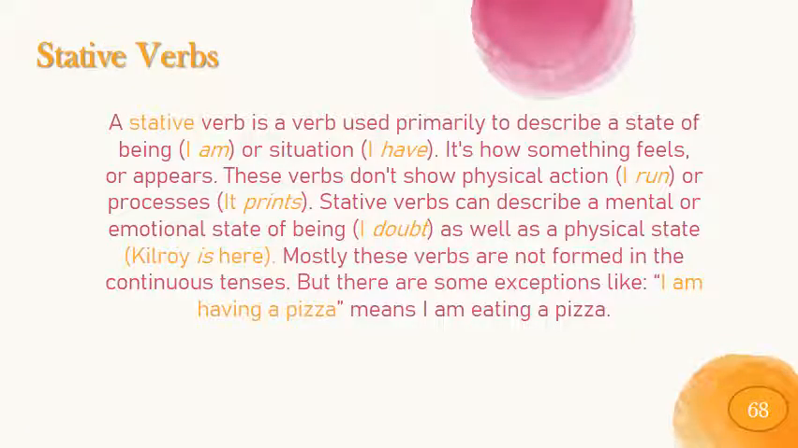So those were the rules to add ing to the verbs. There is still one note that you have to pay attention to. A stative verb is a verb used primarily to describe a state of being. Okay, example, I am, or I'm talking about a situation I have. If I'm using a stative verb in the sentence, then I cannot use the verb to be. Let's continue. Sorry, we cannot use the present progressive with the helping verb to be. Why? Well, you'll see. When we say stative verb, we mean it's how something feels or appears.